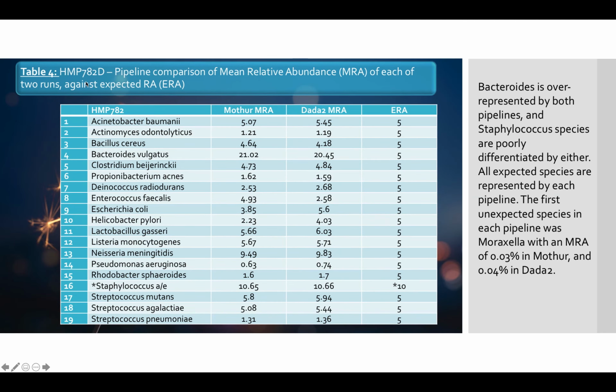Here we've got 782, where the samples were at 5%. Both of them have found pretty much very similar quantities. Staphylococcus wasn't very well differentiated by either pipeline. There were two species there amounting to 10%, but neither pipeline distinguished them very well. Bacteroides is overrepresented, which is a feature of the way it behaves under PCR, and Pseudomonas was underrepresented, which again is a feature of the way that it behaves under PCR.